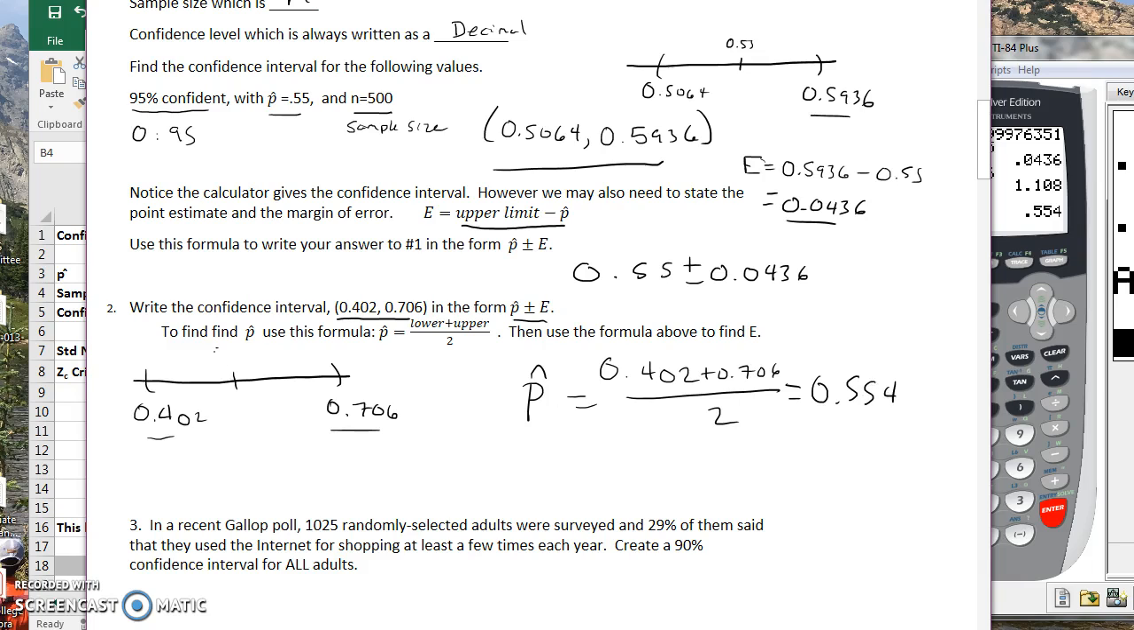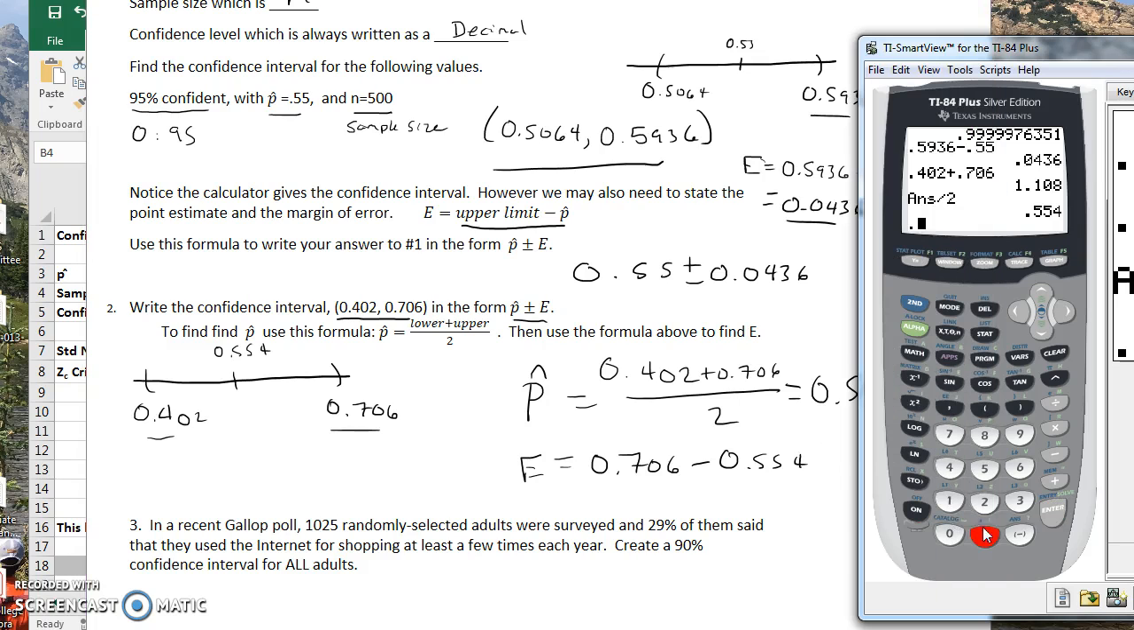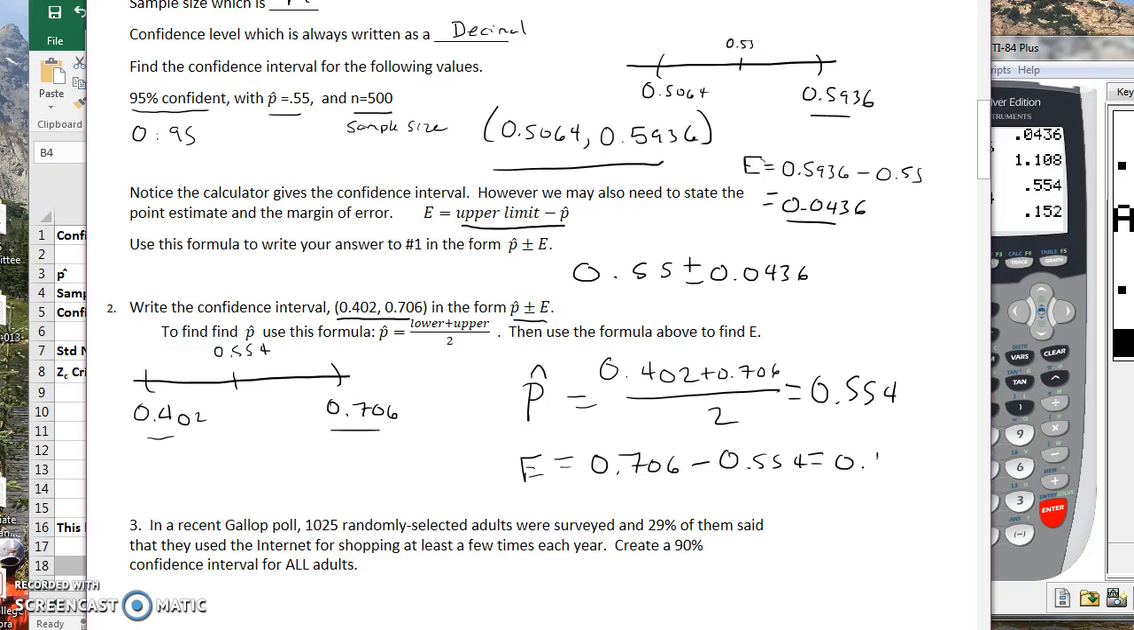So that is that middle value of 0.554. Now we need to calculate that error. Remember, we calculate that error by doing the upper limit, which is 0.706 minus 0.554, which gives us 0.152. So to write this in the plus minus notation, it would be 0.554 plus or minus 0.152.